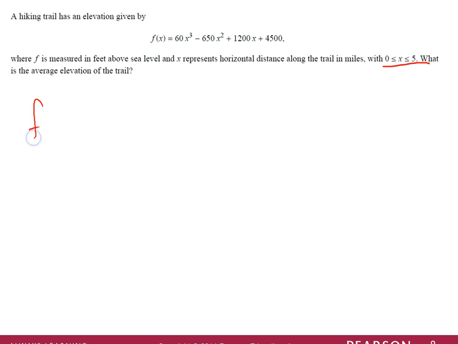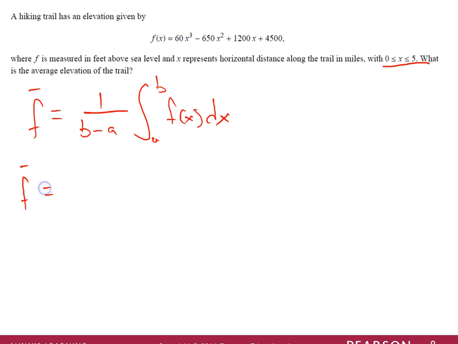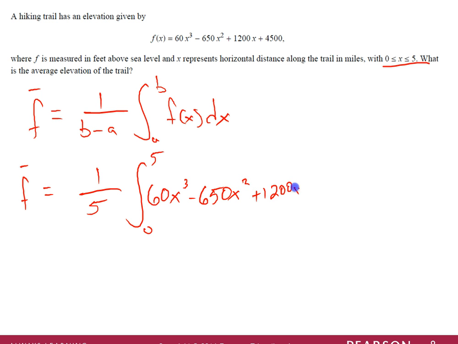Well, that average f is going to equal 1 over b minus a times the integral from a to b of f of x dx. So to find the average value here, we just have 1 over our interval width, which is 5 minus 0, so that's 1/5, times the integral from 0 to 5 of this function, 60x cubed minus 650x squared plus 1200x plus 4500. And we want to do all that with respect to x.